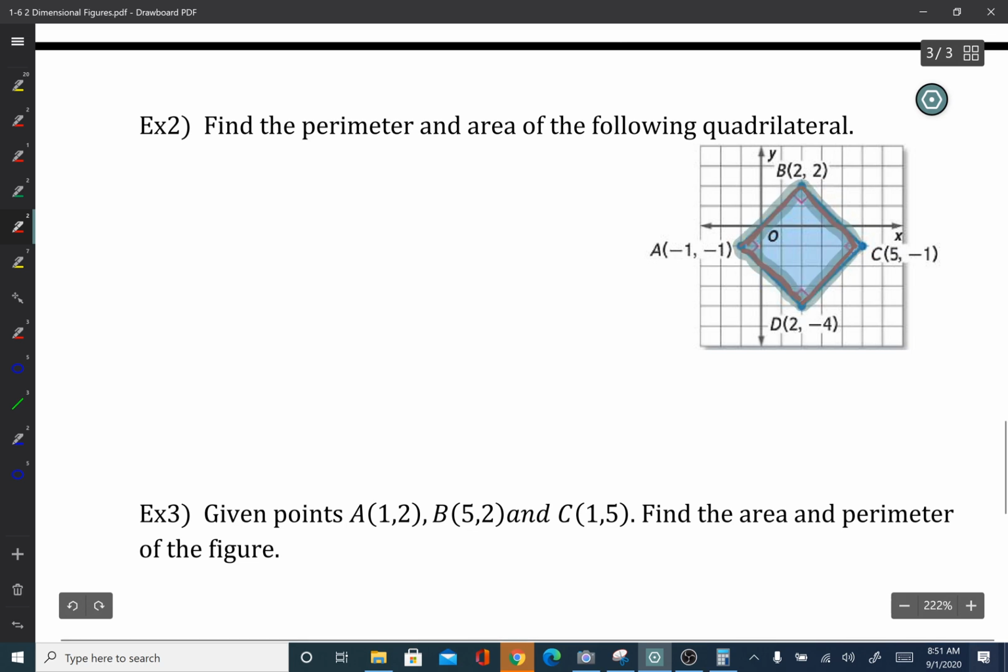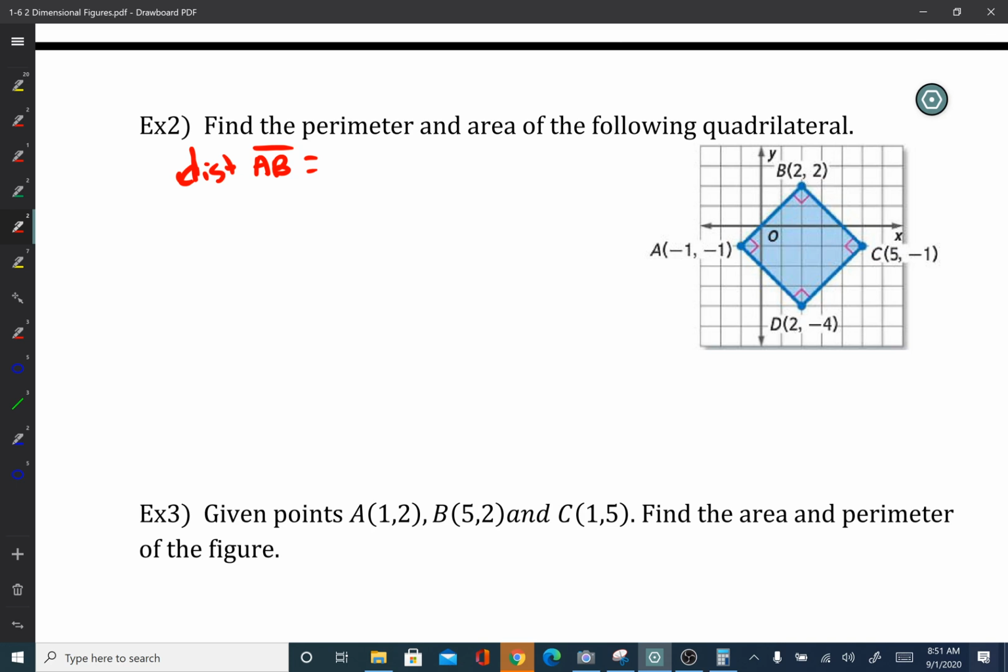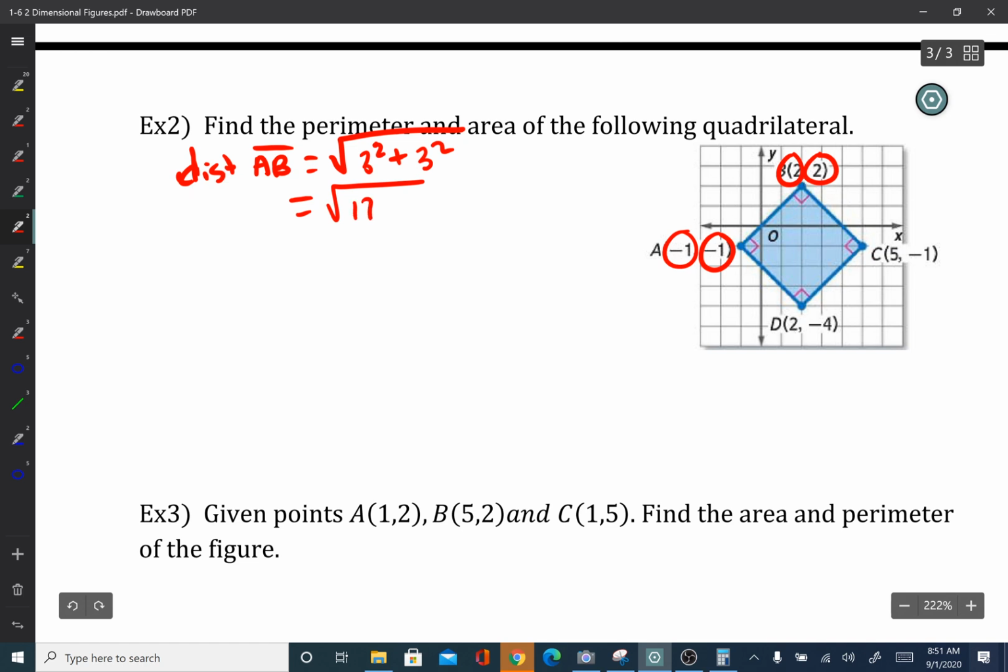Well, remember, we can find the distance. We can find the distance from A to B, right? The distance from A to B is what? The square root, remember distance formula, right? The square root of how far between the x's from -1 to 2 is 3 squared, plus from -1 to 2 is 3 squared, right? So we get the square root of 18, right? I'm going to leave it as root 18.